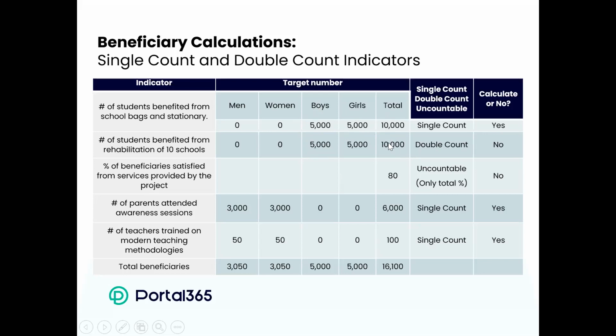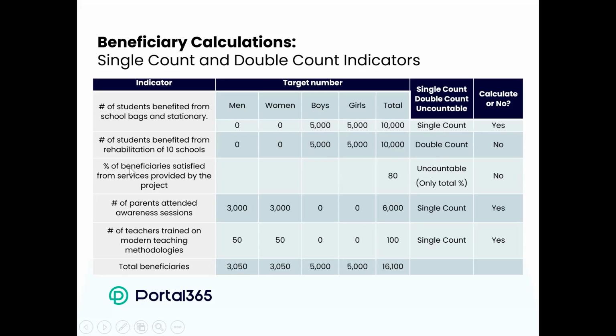So we consider this a double count. The previous one was already considered a single count. So the total here is not 20,000. The total within both indicators is only 10,000.